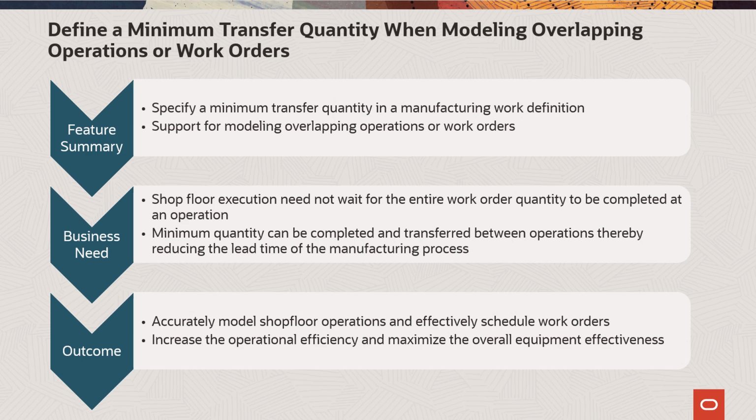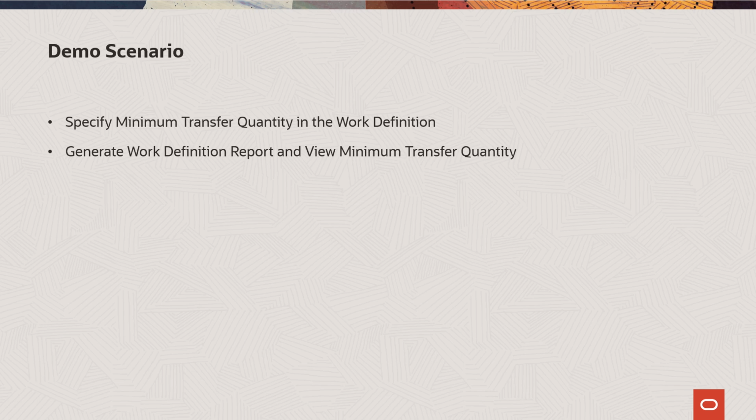Hence, it's possible to accurately model shop floor operations and effectively schedule work orders. Also, increase the operational efficiency and maximize the overall equipment effectiveness. In this demo scenario, you can see the following. Specifying the value for minimum transfer quantity when creating the work definition. Then, generate work definition report and view minimum transfer quantity.